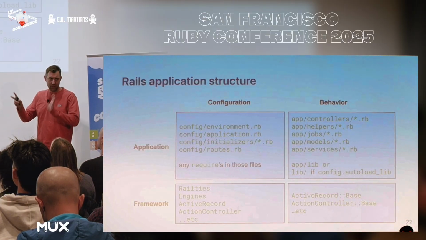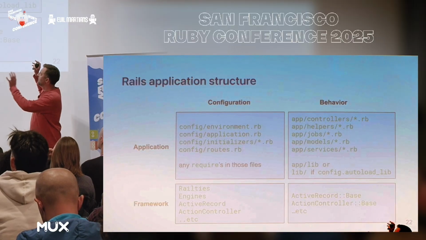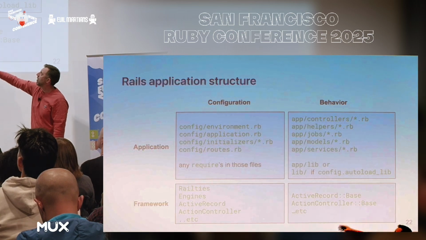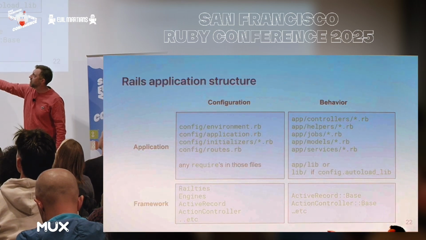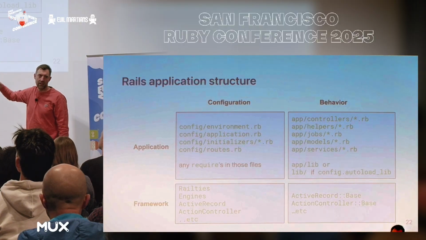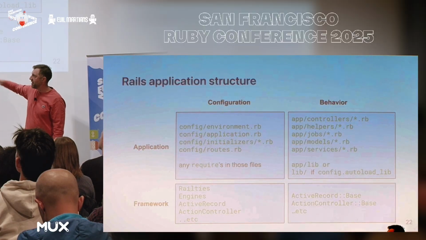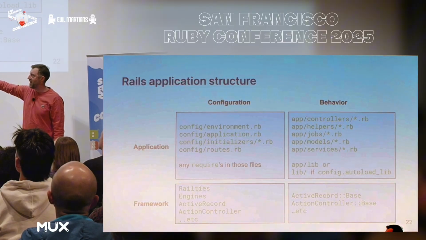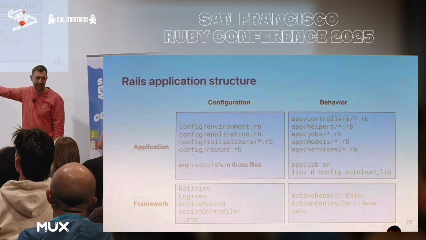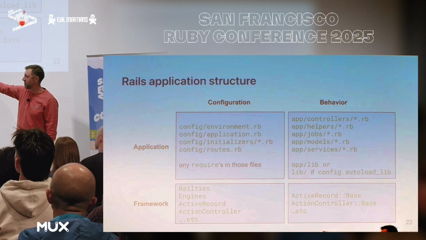All right, so I want to give you a little more lay of the land here. Your Rails application, I break it down into two columns. You have configuration, and Rails makes it really easy to identify that: it's anything in the config directory. Then below your application configuration are all of the Railties, the engines, and all the namespaces like Active Record, Action Controller, Active Job. All of those are Rails framework stuff.